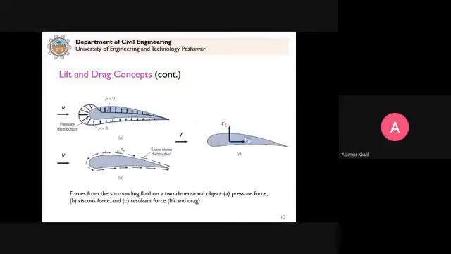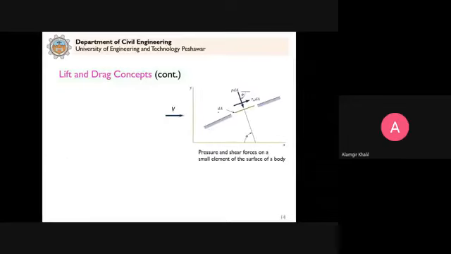I consider any small portion of a body here, and that is represented here as dA. So these two types of forces are acting. One is normal to the area, that is the pressure force, and one is parallel to the area, that is the shear force. Because we are interested to calculate what is the force acting in x direction and what is the force acting in y direction, this is how we try to define the lift and the drag forces.